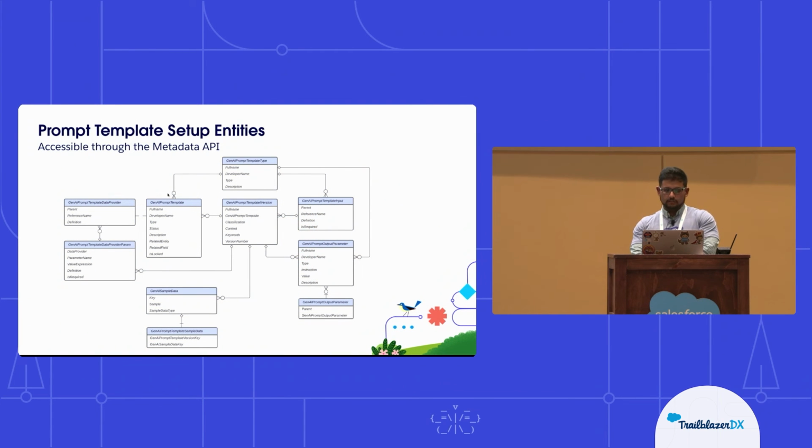So this is the data model for a prompt template. And the main item in this data model is the Gen AI prompt template. So this is the container for your prompt template. It has the prompt template versions. So all of your prompt template versions are included in your Gen AI prompt template container file. Then it has input parameters, which are the parameters you are passing to the prompt template. It also has data providers, which are the Apex, related list, and flow grounding that we are providing the prompt template.